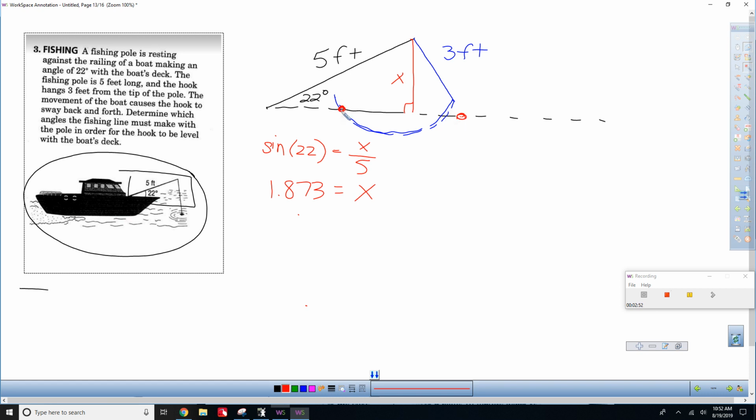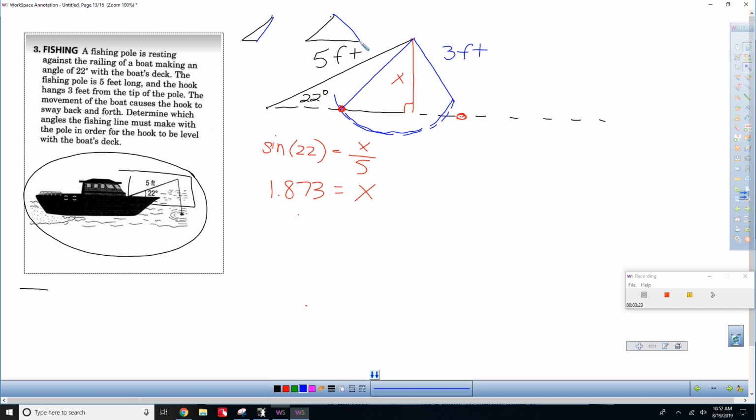Now I'm going to reread the question real quick, Brian. Determine which angles the fishing line must make with the pole in order for the hook to be level with the deck. So, they are looking for 2 triangles. That one and that one. Does that make sense?